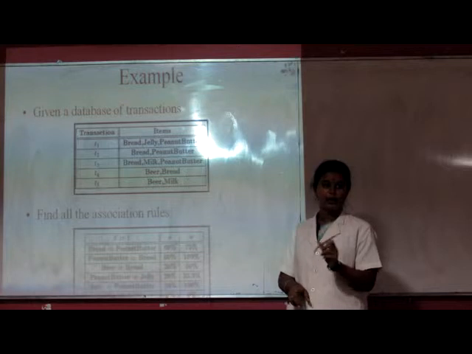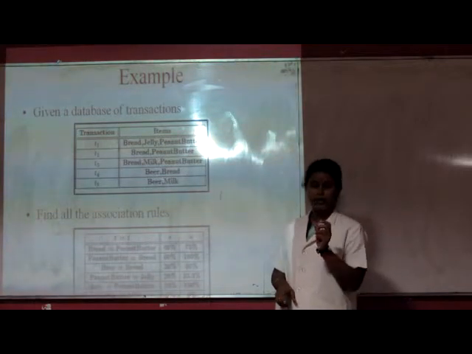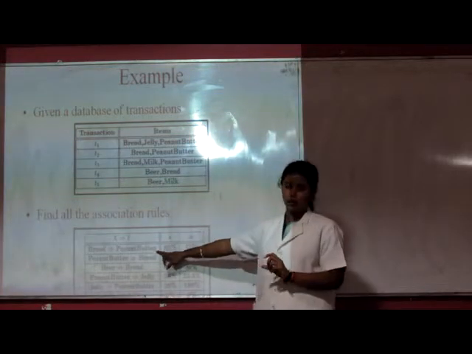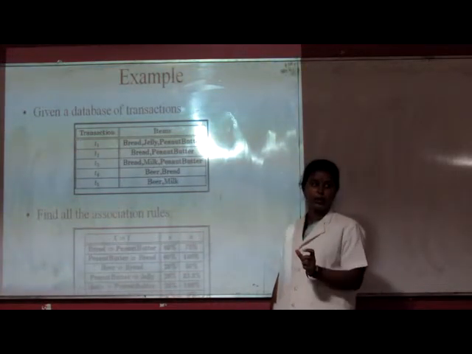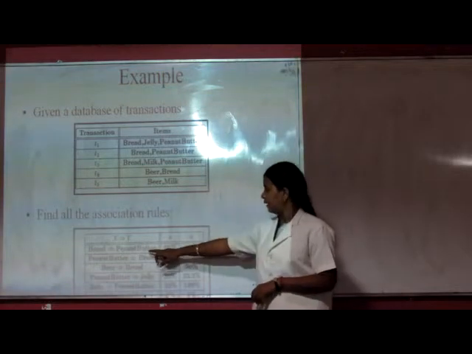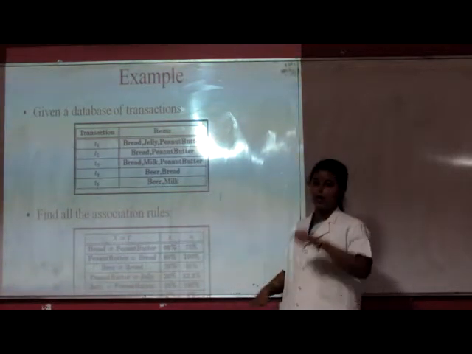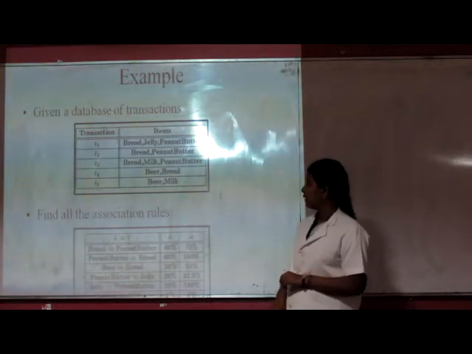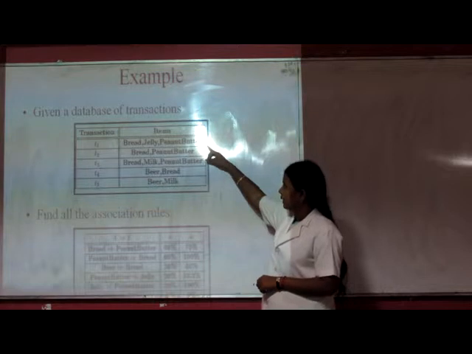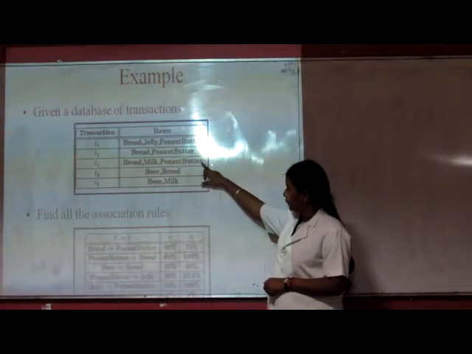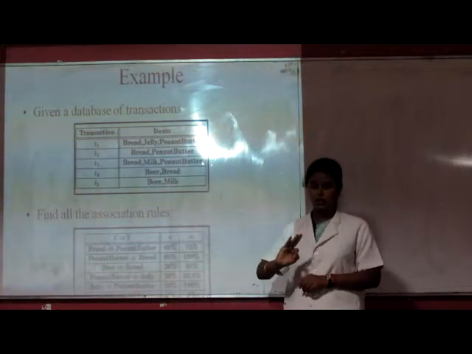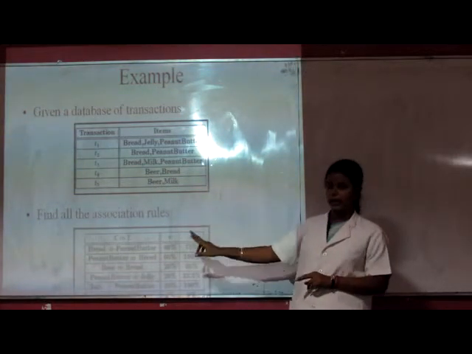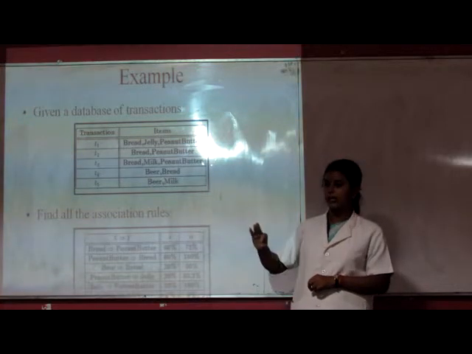What is the support for buying bread? Those who are buying bread will also buy peanut butter. So for that I have to take the support and confidence level. Confidence level means how many transactions have both bread and peanut butter. Here, 3 transactions have both items, bread and peanut butter.